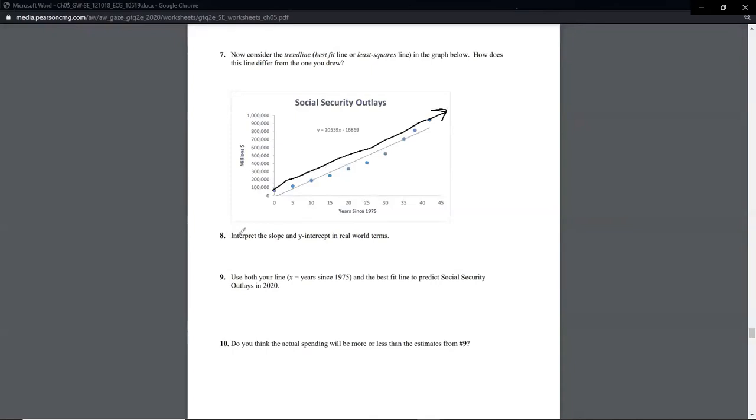So you could say that our line is a little above, or you could say the best fit line, which is the blue one, is lower. And that's about all you can really tell. Some people might be able to do that accurately enough to assess the slope, but that's really all I'm going to say. Then they say use both your lines, the equation that we just came up with, the very last thing we wrote before erasing, and the best fit line to predict Social Security outlays in 2020.